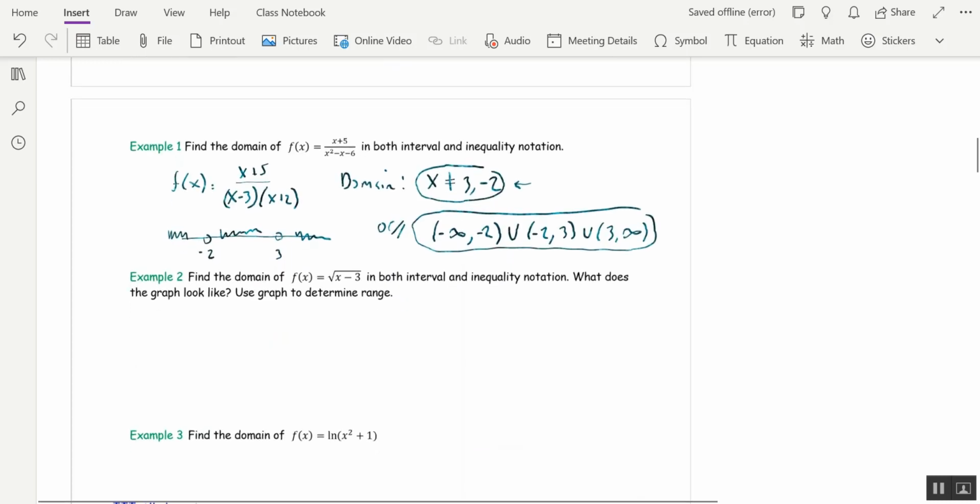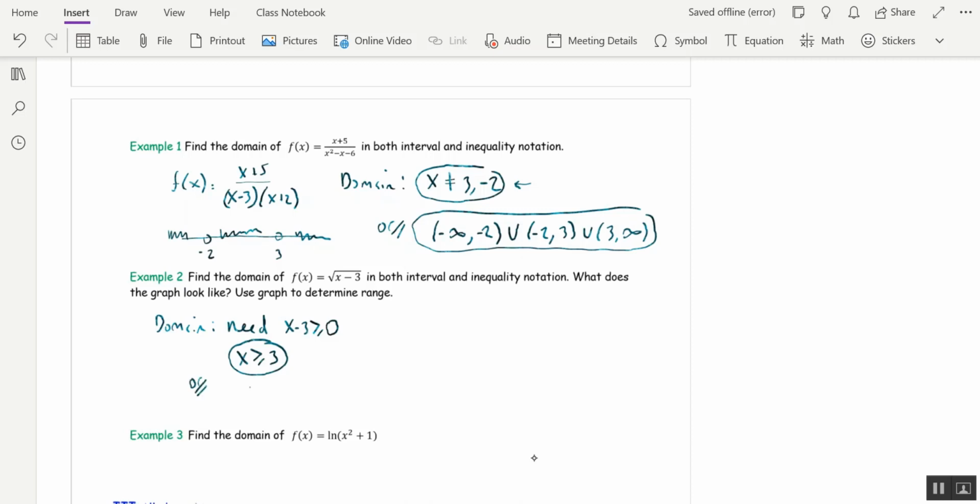All right, next one, find the domain of this square root function. And so the first thing we want to do for the domain, we take the argument out and set it greater than or equal to 0. So that would be x greater than or equal to 3. That's inequality notation because it's an inequality. In interval notation, that would be 3 with a square bracket indicating we want to include 3, up to infinity. That's interval notation.